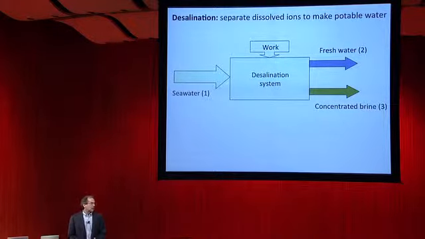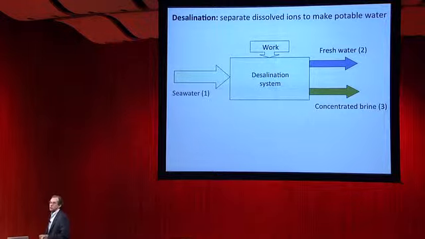So what is desalination then? Desalination is the removal or the separation of salts from saline water to produce potable water, water that you could drink. And this is a thermodynamicist's understanding of a desalination system. Seawater comes in, fresh water comes out, concentrated brine comes out. And in order to provide the work of separation here, some type of mechanical work or electrical work has to be applied.